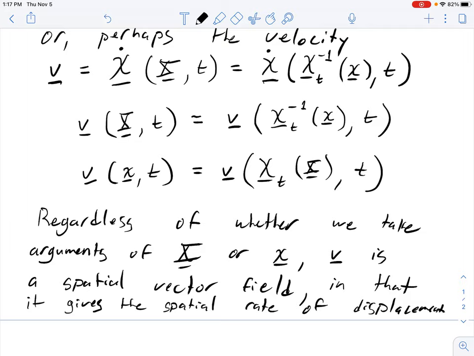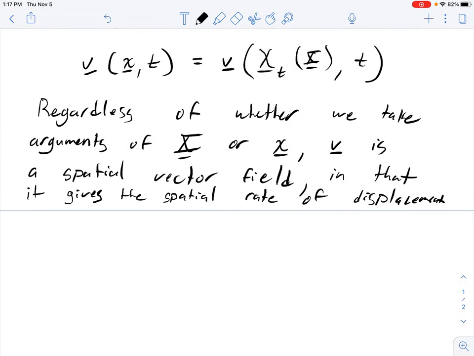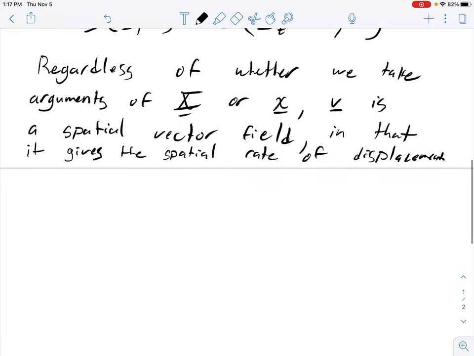The deformation gradient, F, is a mixed tensor field in that it maps reference configuration tangent vectors, or infinitesimal displacements, to spatial or deformed configuration infinitesimal displacements. But again, we can think of it as a field either taking arguments of points in the reference configuration or points in the spatial configuration, and they give us the same tensor, regardless of what the point argument is, but the tensor itself is going to map reference configuration vectors to spatial configuration vectors.